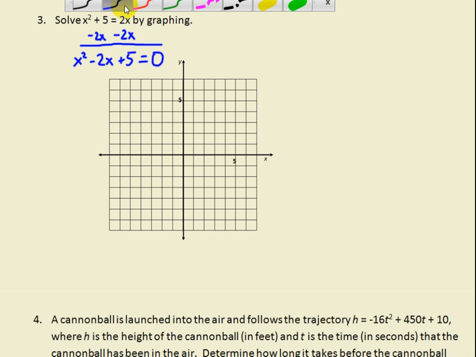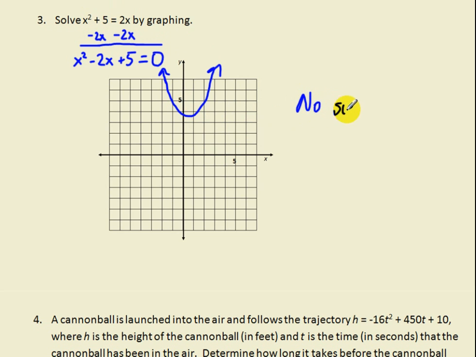So if we draw, again, a very rough sketch, so maybe something like this, we see there's no place that the parabola crosses the x-axis. There are no zeros. There's no value of x that will ever make this zero out, and so we have, in this case, no solution.